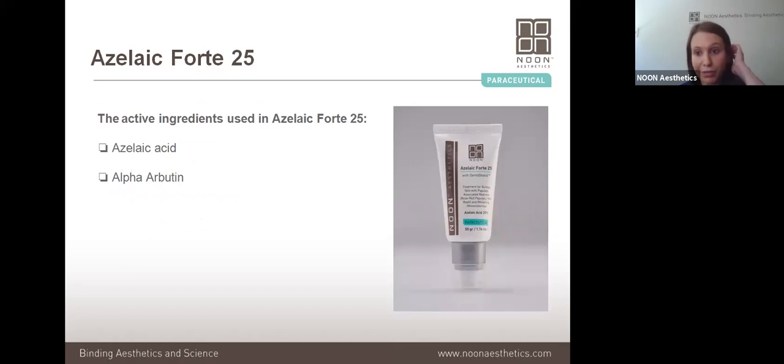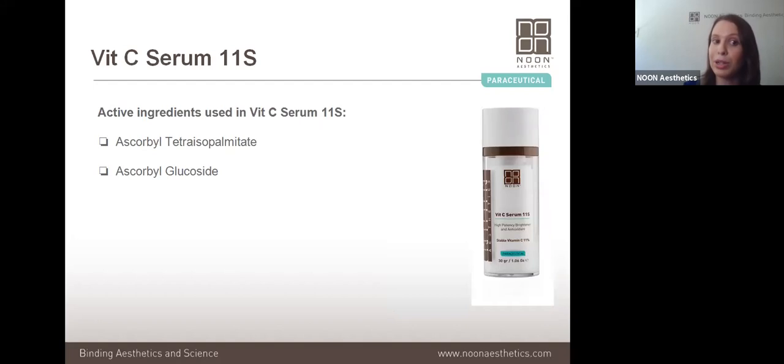Also, of course, we have our very special product of azelaic forte, which is 25% azelaic acid plus 5% of alpha-arbutin. And our vitamin C serum, again, 11% of stable derivatives, the ascorbyl tetraisopalmitate and the ascorbyl glucoside, which is actually the same product like the A pump at the double white.